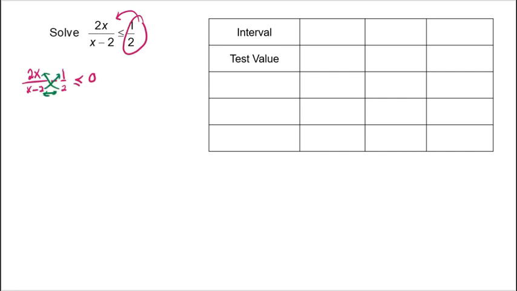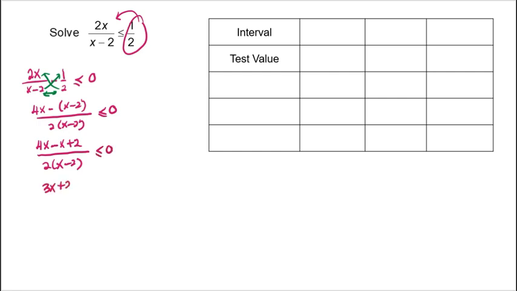Alright, something like this. Now we have 4x minus x minus 2 divided by 2x minus 2, right? It's less than or equal to 0. Now you have 4x minus x plus 2 divided by 2x minus 2 is less than or equal to 0. 4x minus x will be 3x plus 2, right? Divided by 2x minus 2, which is less than or equal to 0.